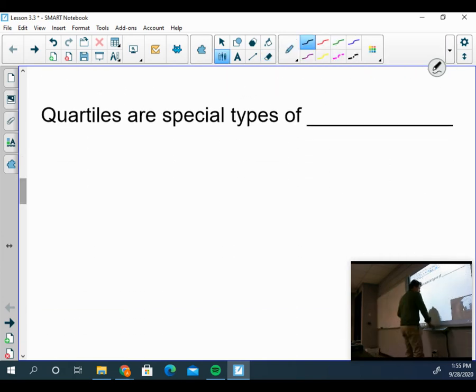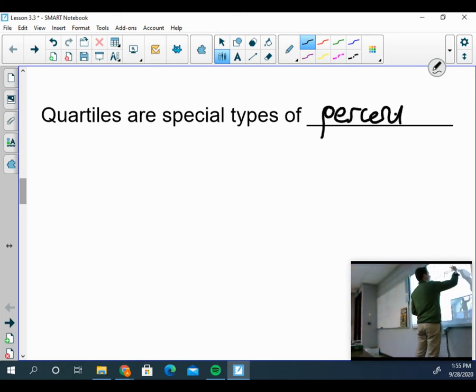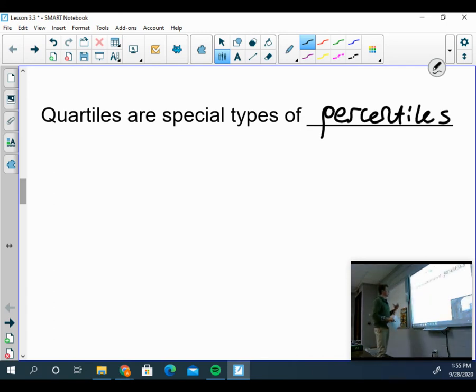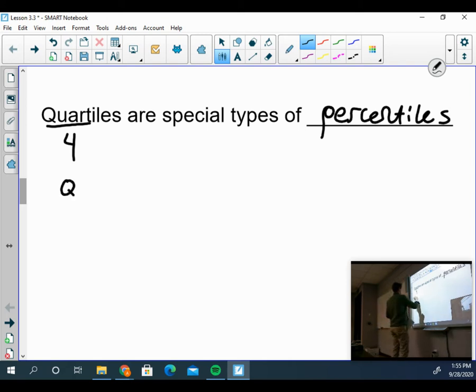Well, quartiles are special types of percentiles. When you think of the word quartile, the root of the word is quart or 4, right? A quarter is a fourth of a dollar. So quartiles are going to break our data into 4 parts. You're going to have Q1, Q2, and Q3, okay?